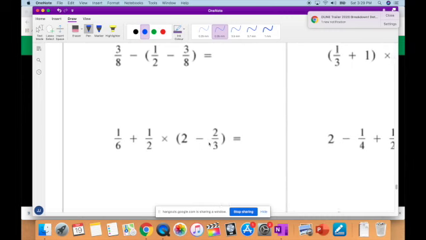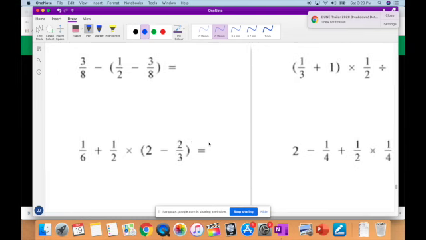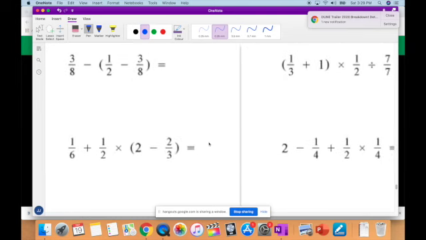Now we're dealing with BODMAS involving fractions. So we have two things that we're testing here, BODMAS as well as fractions. Now, do you want me to start here and go down, or do you want me to start here and go across?